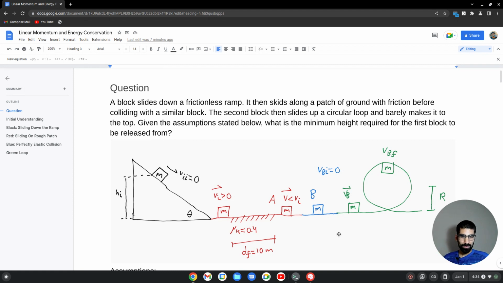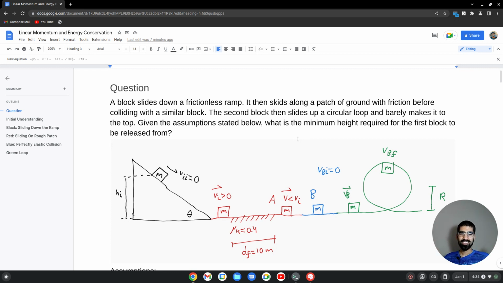After the collision, this second block is gonna be either the only block to keep going forward or the block that's going forward faster. Depending on whichever case it is, after the collision it's gonna go up this loop-de-loop, barely make it to the top, and based on that condition we have to work our way all the way backwards and figure out what is the initial height that we need to release this block from, at the very least, in order to make this possible.